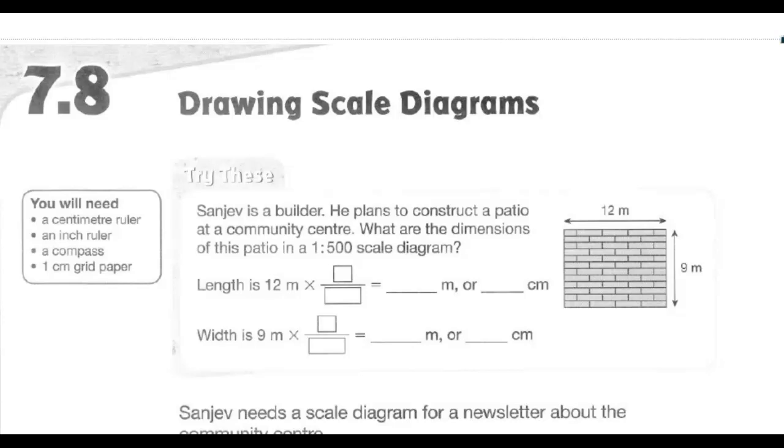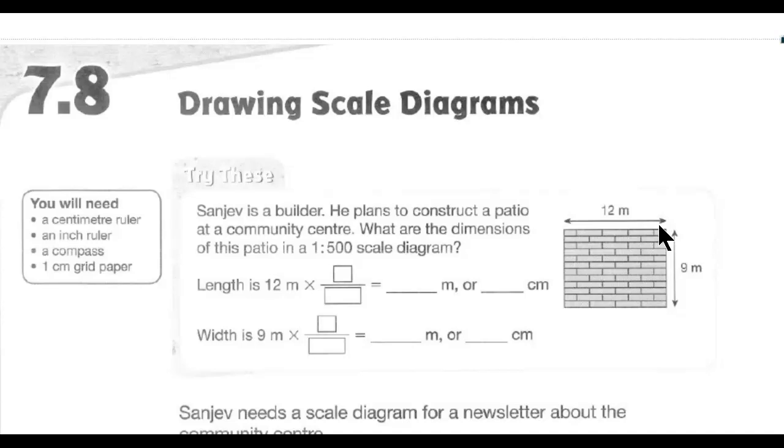Okay, so Sanjeev is a builder. He plans to construct a patio at a community center. What are the dimensions of the patio in a 1 to 500 scale diagram? So basically, we know here in the diagram that the length is 12 meters. And so on our diagram, what will the length be? That's what we're trying to figure out.